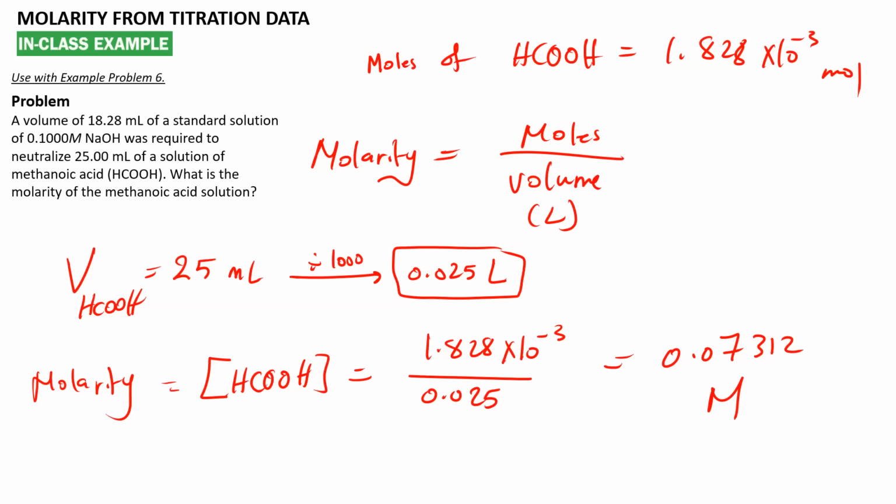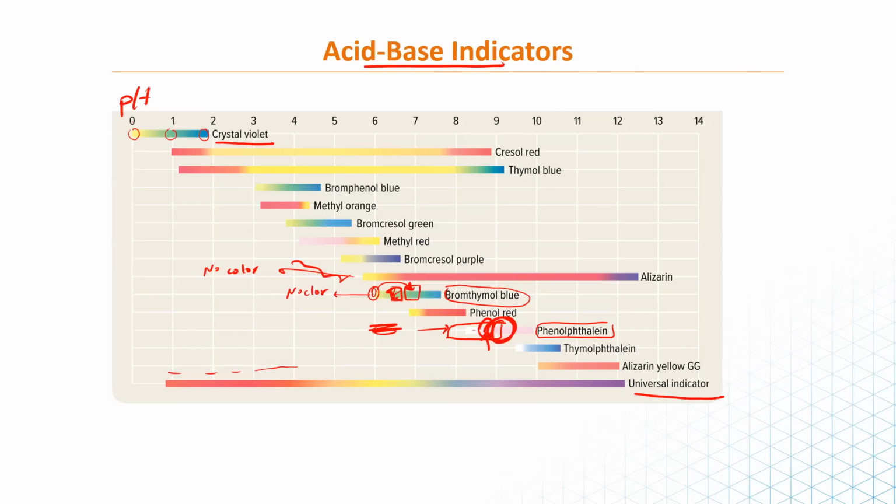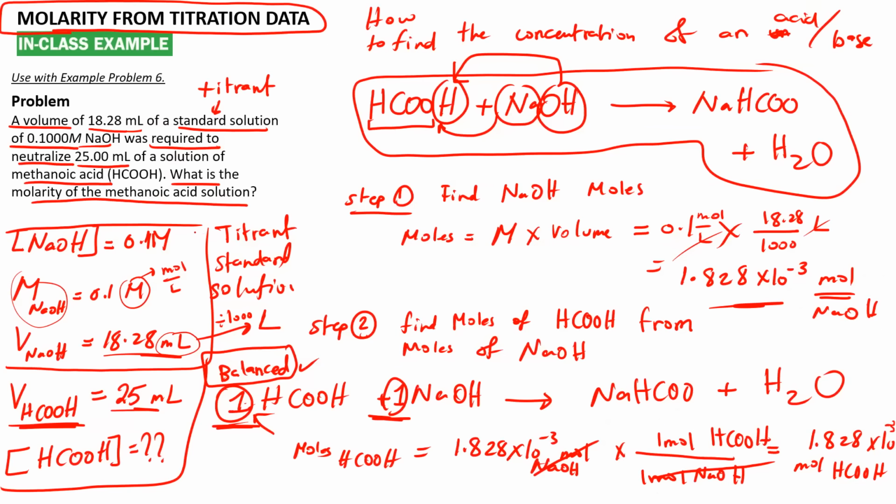So this is exactly how we do these things. The first thing, with the titrant, they always give us the volume and the molarity. Find the number of moles. Moles equals molarity times volume. Make sure the volume is in liters. If they give us milliliters, we convert to liters. You can do that, or you should do that.